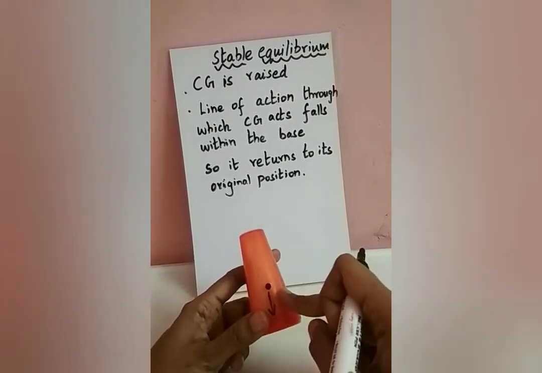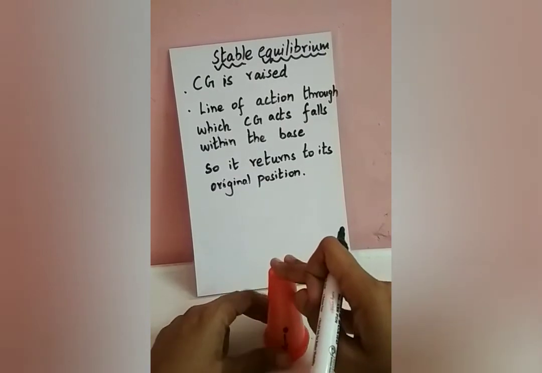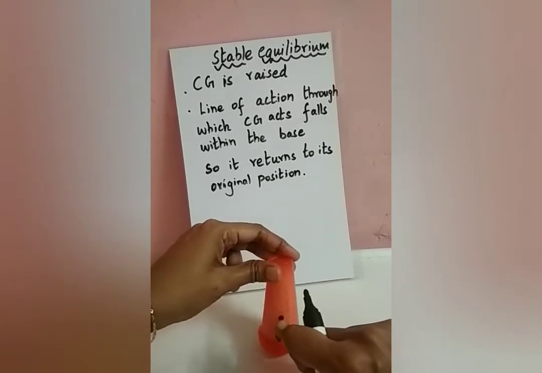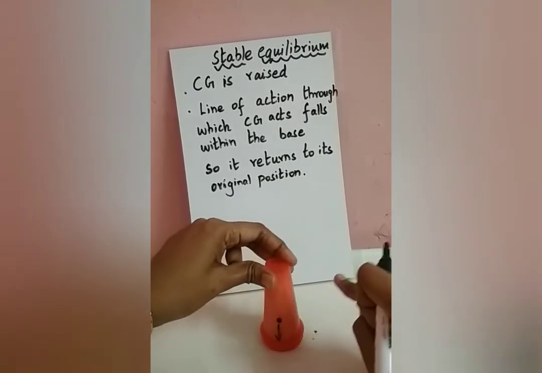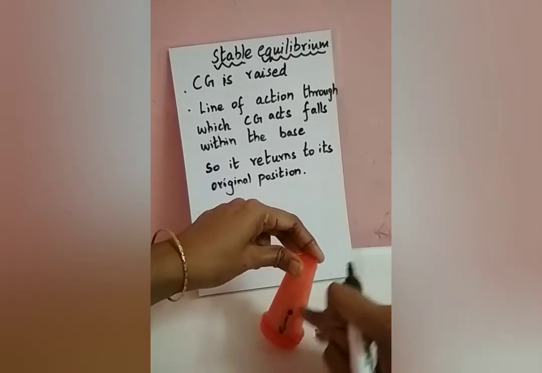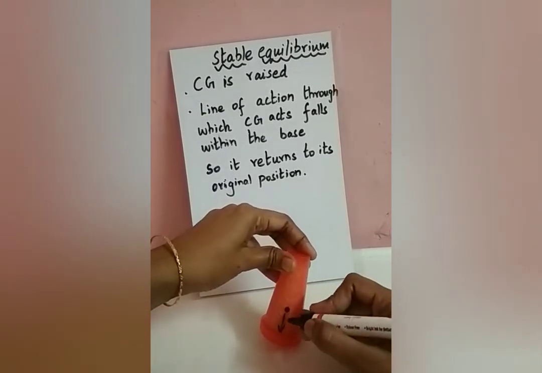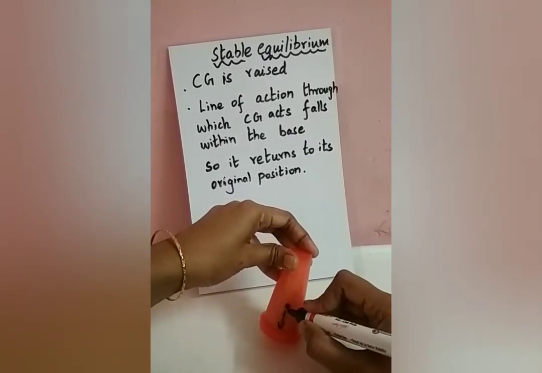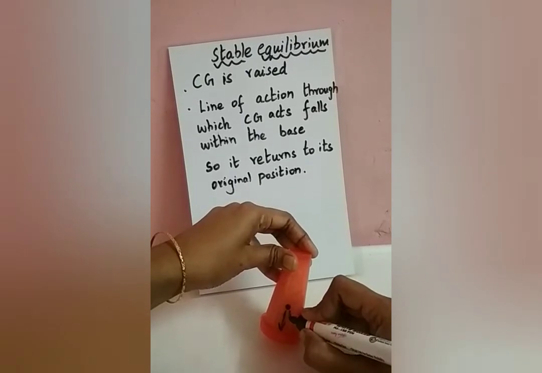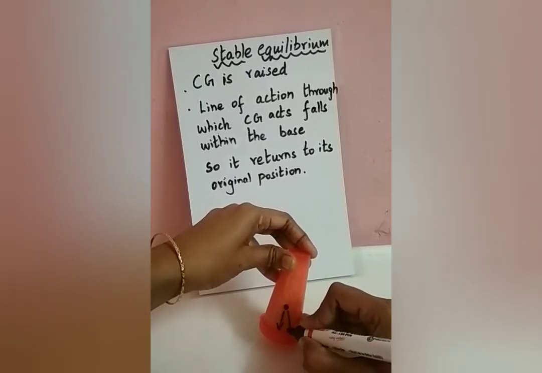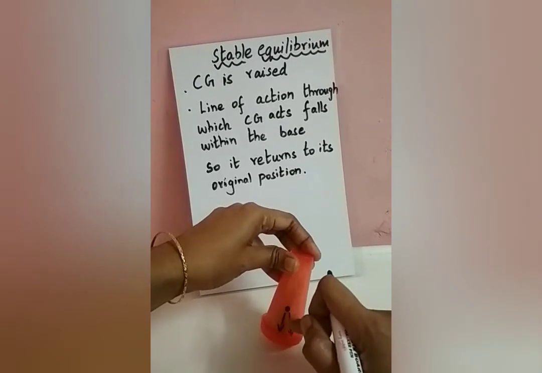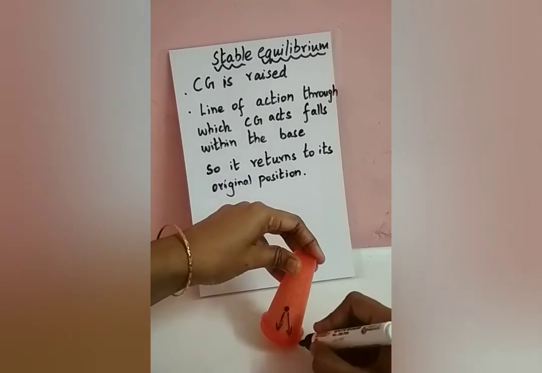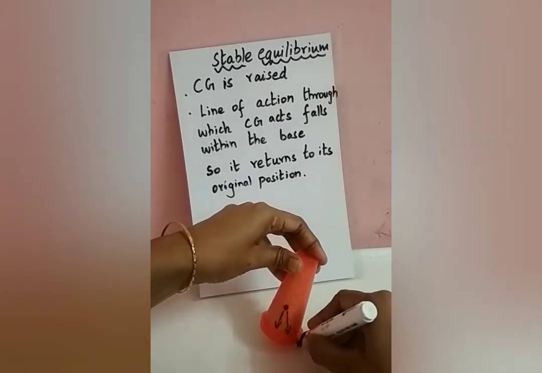So what happens when this frustum is slightly disturbed? If the frustum is slightly displaced or disturbed, the center of gravity will just rise. Can you see? It is moving to an increased height. But the line of action will not change in the same way. It will be vertical, following the center of gravity, right? As the center of gravity increases in height, the line of action through which the weight of the body acts will still be within the base of support. Now the base of support of this frustum, after the displacement, is just this point, right?